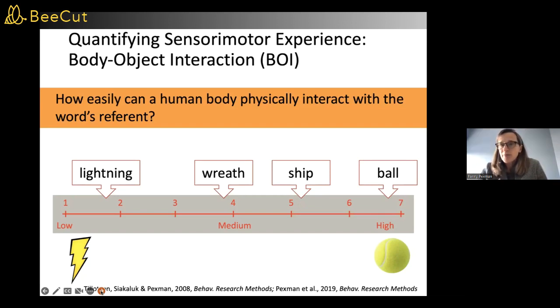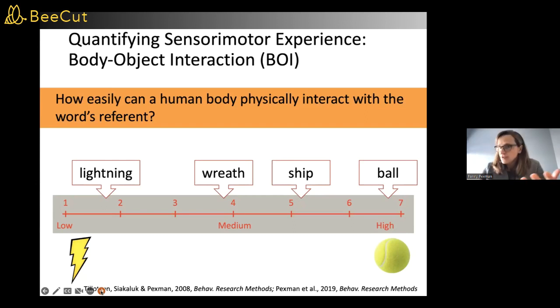And what we found was people were pretty reliable. So they had consistent ideas about the ease of physical interaction. So things like lightning got low ratings because obviously it's very dangerous for the human body to physically interact with lightning. Things like wreath were moderate on the scale, and then a word like ball is one of the highest rated words for body-object interaction. There are lots of ways that the human body can easily interact with a ball.